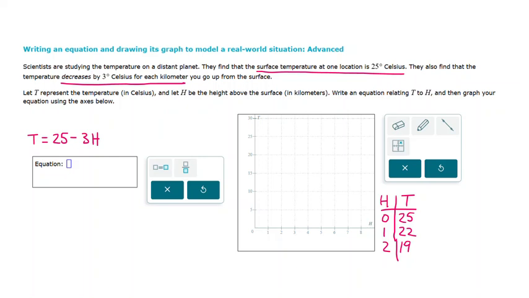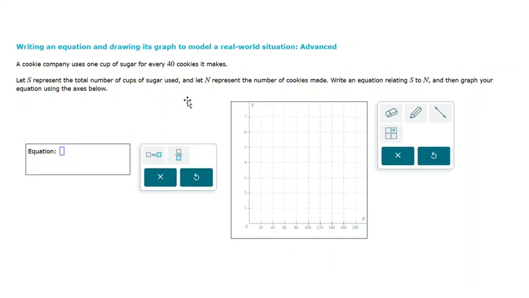So a couple of other problem types in this section that I want to talk about. This first one is: a cookie company uses 1 cup of sugar for every 40 cookies it makes. So this one is a little bit different. A lot of the problems in this section will have sort of a starting amount, or basically it's going to be a y-intercept in the equation. This one does not have that. It's just 1 cup of sugar for every 40 cookies. So if I have 0 cups of sugar, I'm going to make 0 cookies.